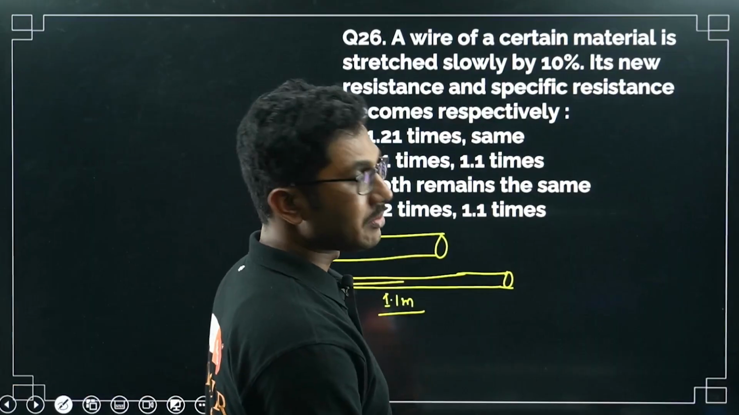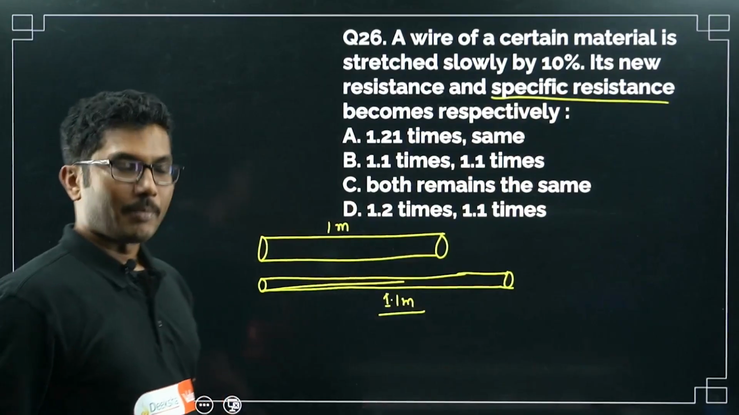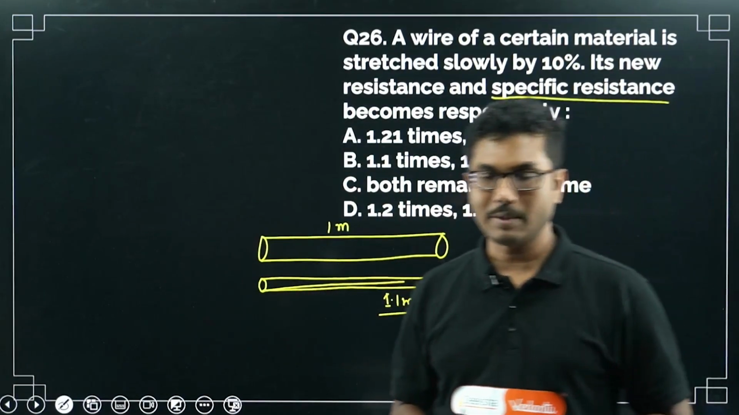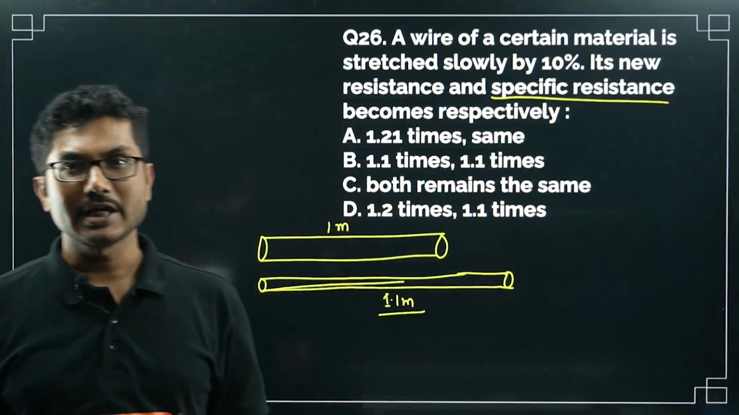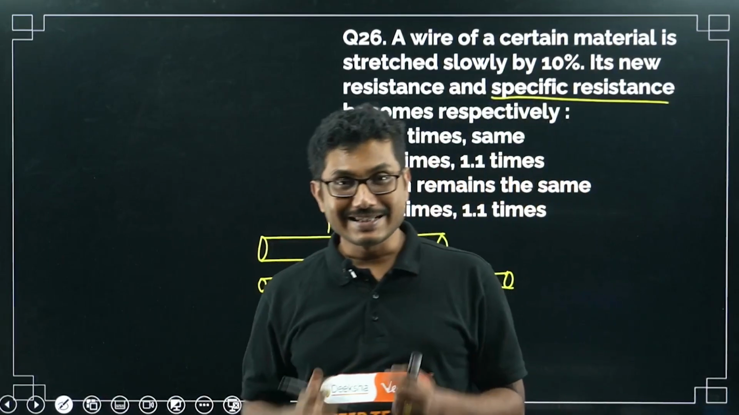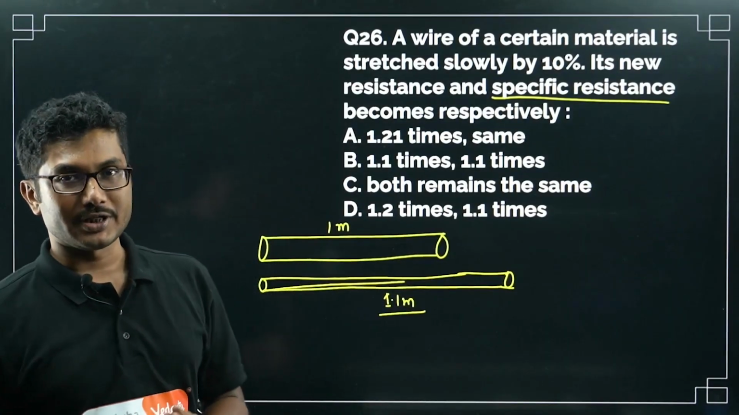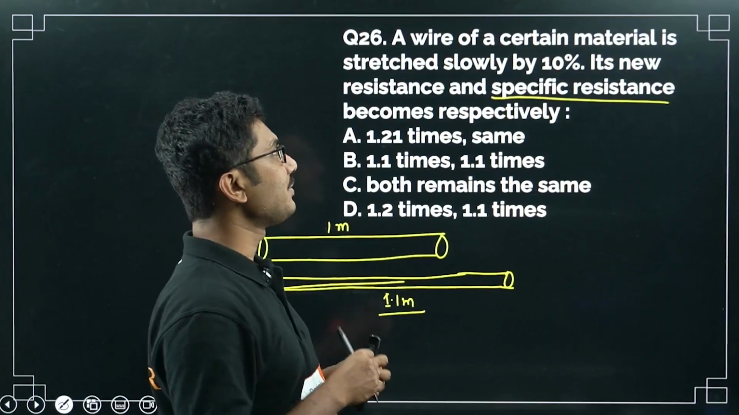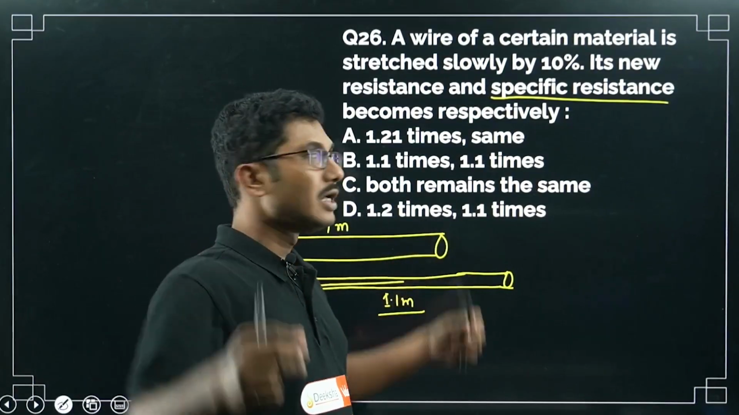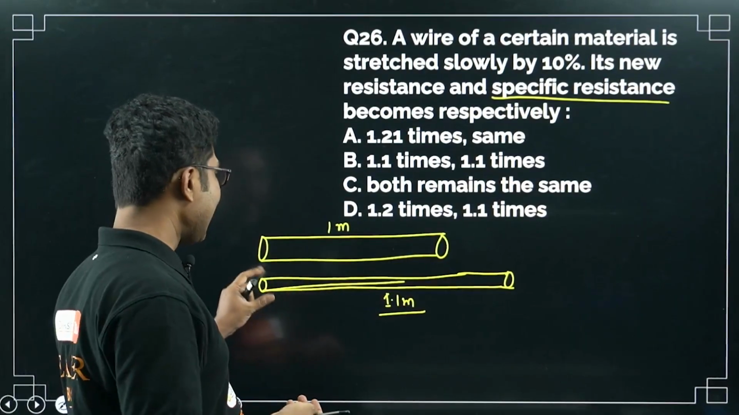First of all, you have to remember that the specific resistance does not change by stretching. It can only change if you heat it. By temperature you can change the specific resistance. Otherwise, if temperature is constant, the specific resistance or resistivity, both are the same thing, remain unchanged. So temperature is not changing, you are just stretching it. In that case, obviously length is increasing, area is decreasing.